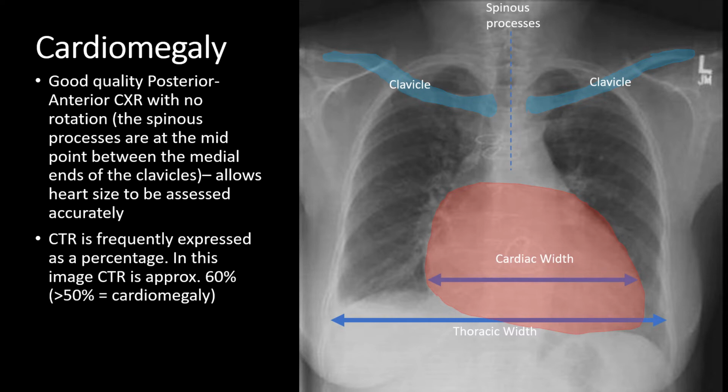And in this patient, you can see they have cardiomegaly. Their cardiothoracic ratio is approximately 60%. And anything over 50% is considered cardiomegaly.